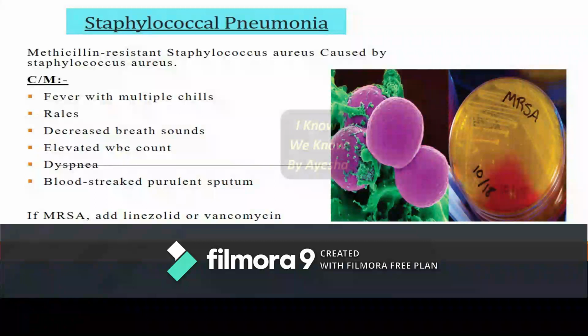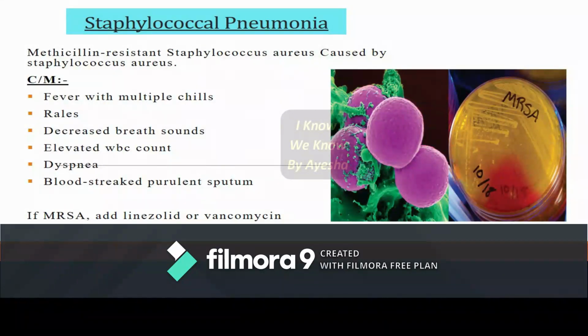Coming to staphylococcal pneumonia, which is mainly caused by Staphylococcus aureus, such as methicillin-resistant Staphylococcus aureus, commonly known as MRSA in the medical field. The clinical manifestations can be fever with multiple chills, rales, decreased breath sounds, elevated WBC count, dyspnea, blood-streaked purulent sputum. In case the patient has MRSA, linezolid or vancomycin will be added for the treatment of the patient.